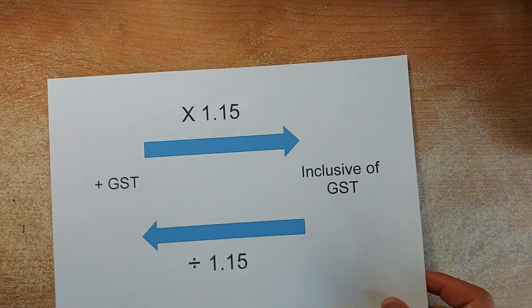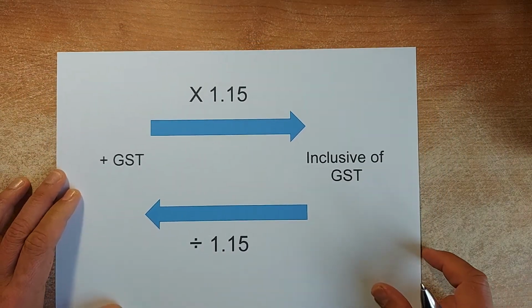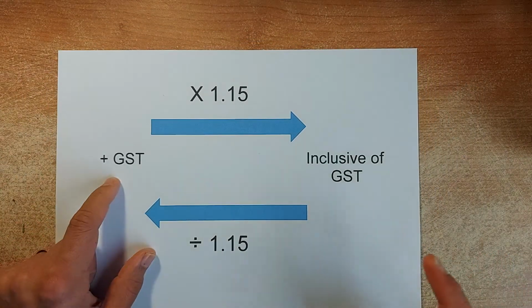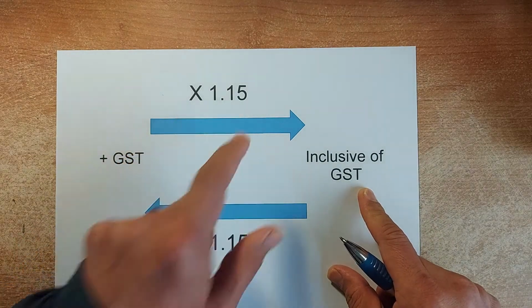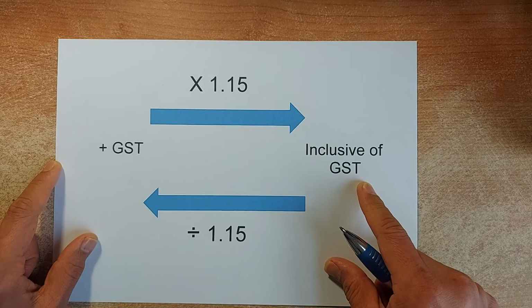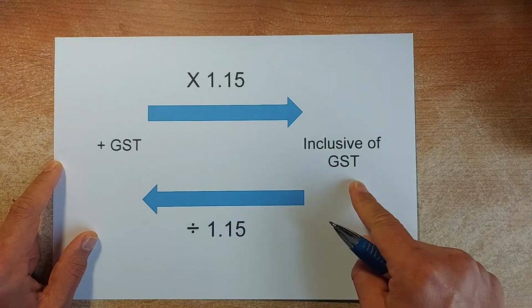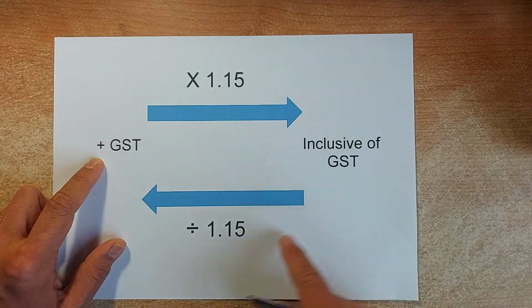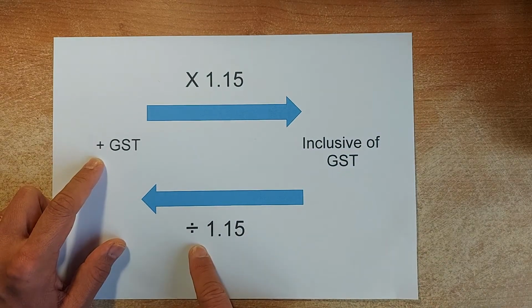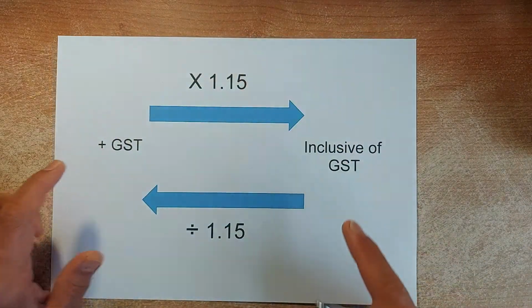So technically, the calculation for GST is very simple. You just need to remember this chart. Okay, if you are given a price plus GST and you want to calculate the price inclusive of GST, you just multiply by 1.15. On the other hand, if you are given the price inclusive of GST and you want to find the price before GST, this time you divide by 1.15. So remember this chart and you shouldn't go wrong.